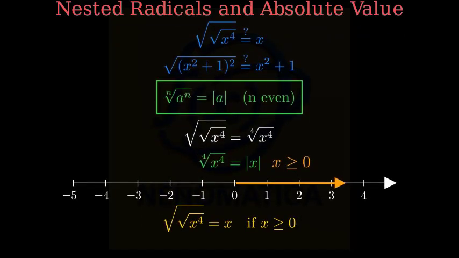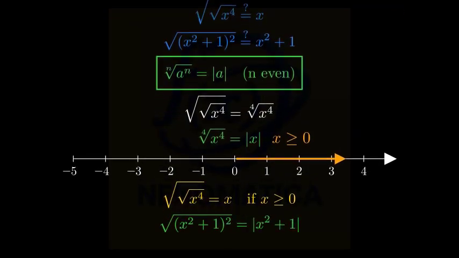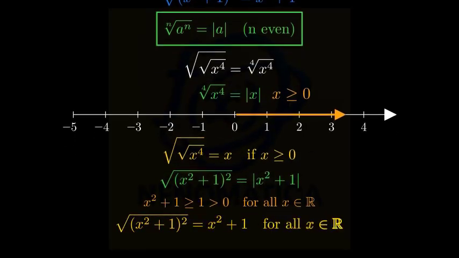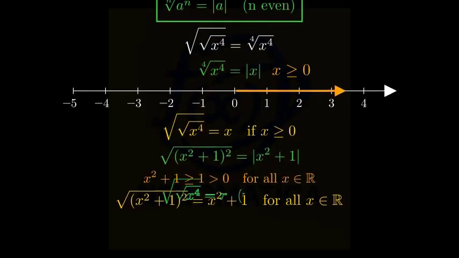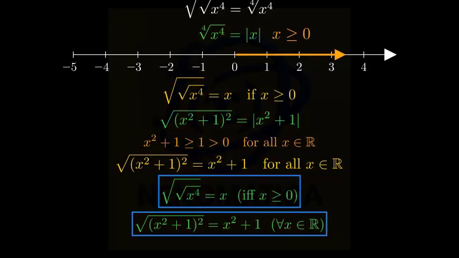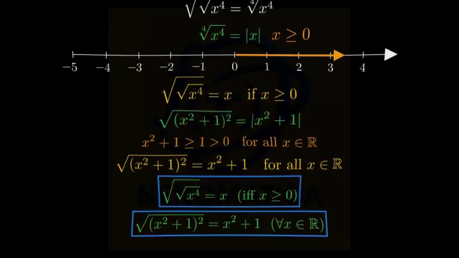Example B. Apply the same absolute value rule. The square root of quantity x squared plus 1 squared equals the absolute value of x squared plus 1. But x squared plus 1 is always positive for every real x. So the absolute value can be removed, and the equality is true for all real numbers. Final summary. The first equality holds exactly for x greater than or equal to 0. The second equality holds for all real x.